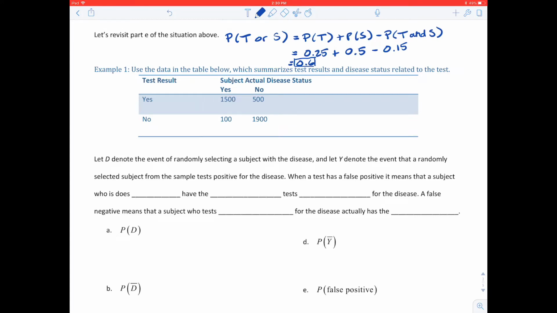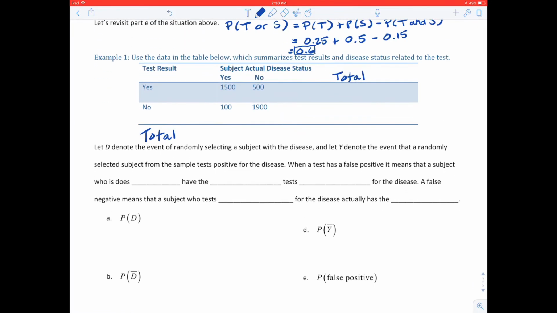So when you see a contingency table like this, you make total columns and rows, and this total here should be the same adding across as it is adding down. So when I add these two down, do you see I get 1,600? When I add the no's down, that means no disease, I get 2,400. That is equal to 4,000 total subjects.